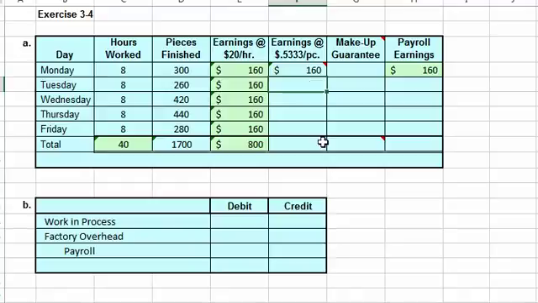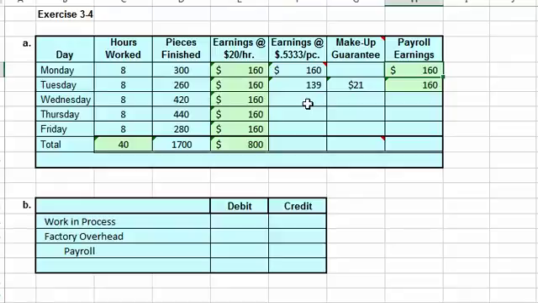Okay, so let's go to the next day. Equals 0.5333 times 260 units. So pay that day was only 139 based on production. But we're guaranteeing Susie 160 per day anyway at the $20 per hour. So here we get some makeup difference. It's going to be 160 minus the 139, and that $21 will be charged to overhead. Okay, so her total pay for Tuesday would be the 139 plus the 21, still 160. So even if she's under the production amount, we're paying her $20 an hour, still have to pay her the 160. Here she hit it exactly, so she gets the 160.